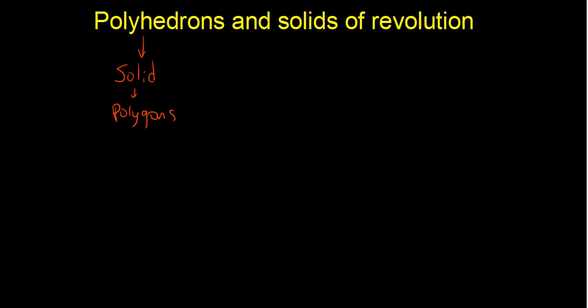Now, when we talk about solids of revolution, let's remember, they are also solids, but they are not enclosed by polygons or by flat surfaces, okay? They are enclosed by curved surfaces. Why are they called solids of revolution? Because let's look at an example of them.